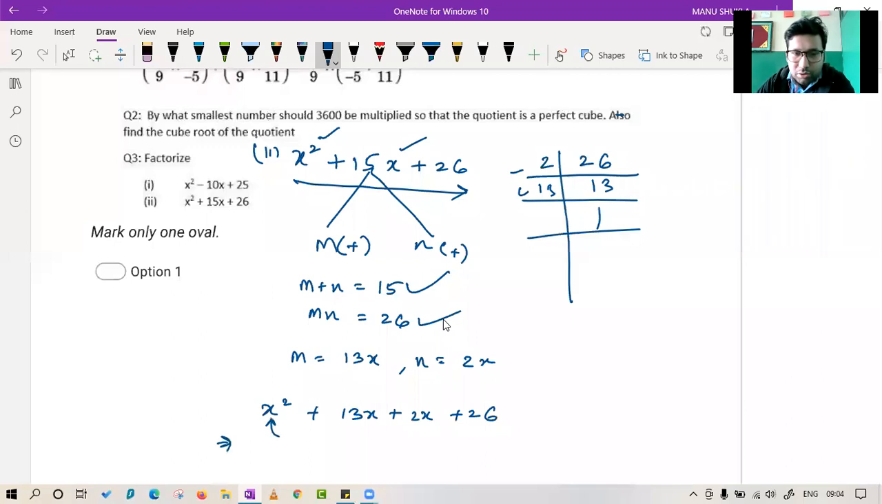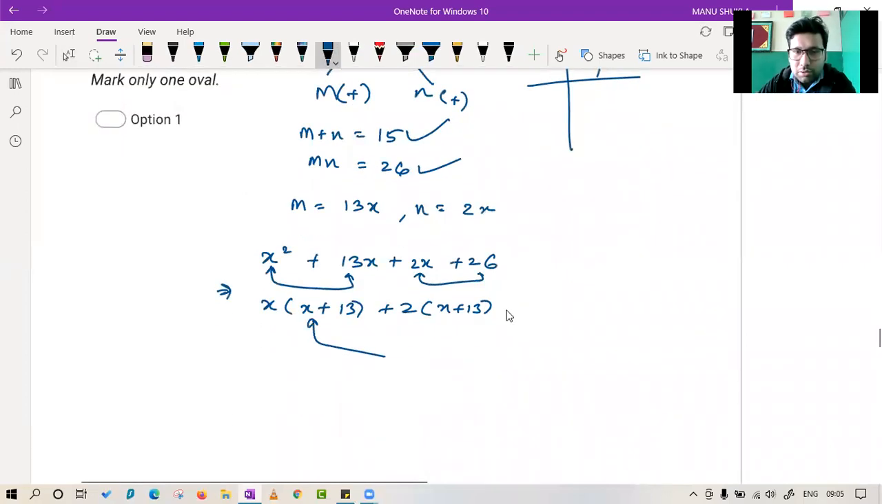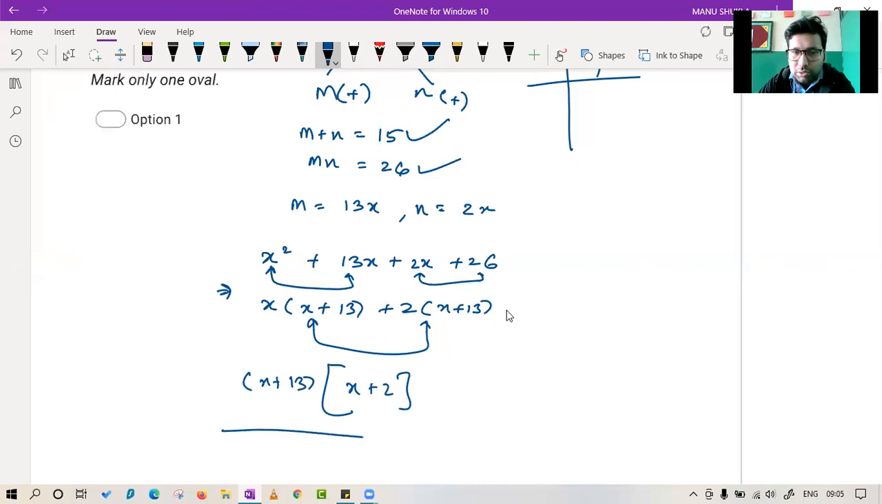What will we get? The common thing is x plus 13, and here the common is 2, x plus 13. From these two expressions, x plus 13 is common. We will get x plus 13, then bracket x plus 2. This is the answer. So I hope this was clear to everyone.